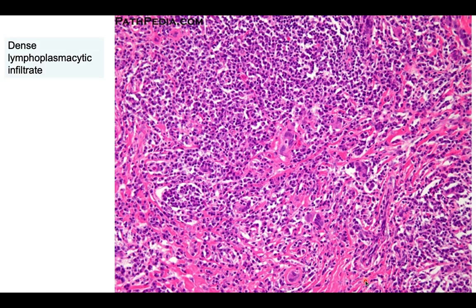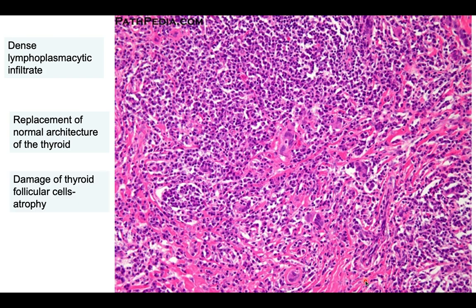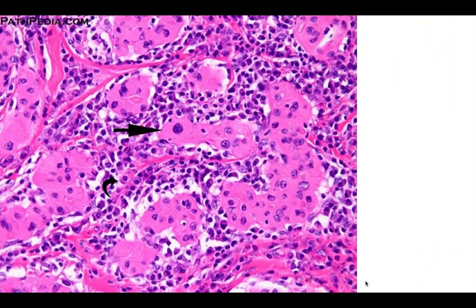For example, in this case, in this focus, it only shows a dense lymphoplasmacytic infiltrate with replacement of the normal architecture of the thyroid gland, as well as damage of the thyroid follicular cells or thyroid follicle atrophy, as well as increase in the fibrous tissue or collagenous tissue. In other areas, you may have these structures.